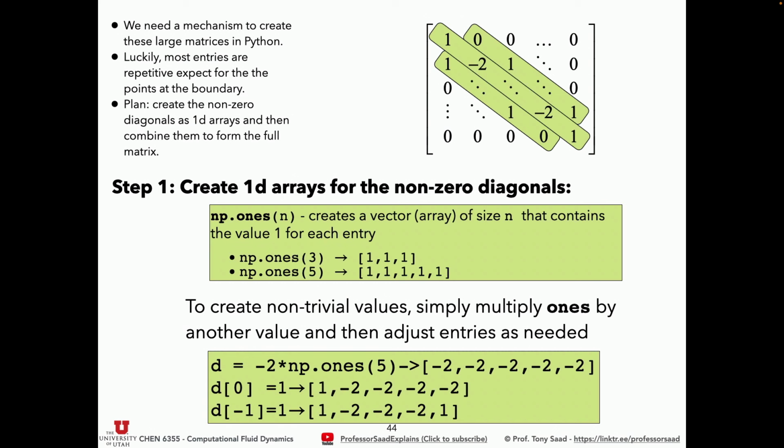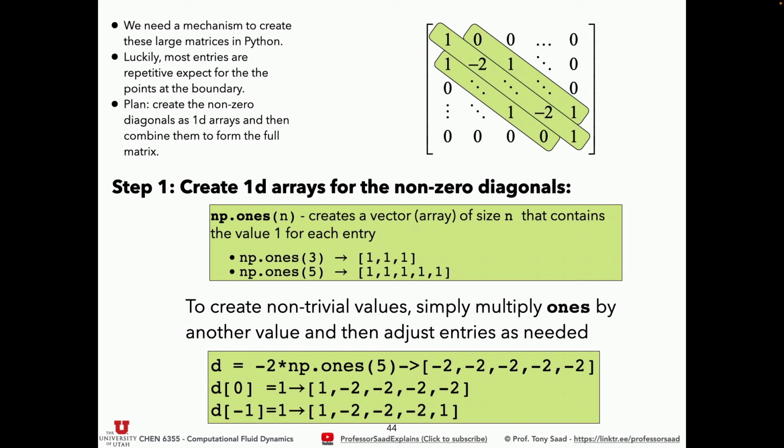D0, which is the first value in this main diagonal. In Python, we index from 0, unlike MATLAB. So the first entry in this main diagonal, I want to change it to 1. So I say D0 equal 1. So that changes that first value. Okay, so it takes this, changes this value into 1.